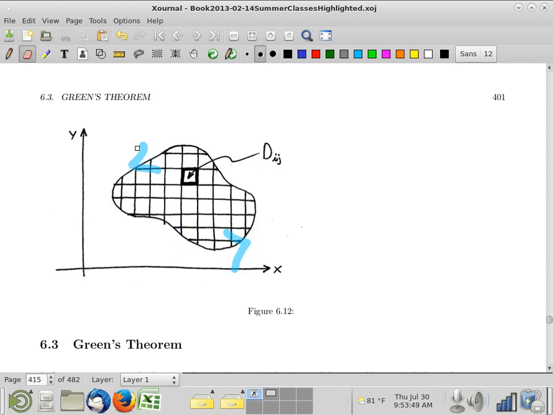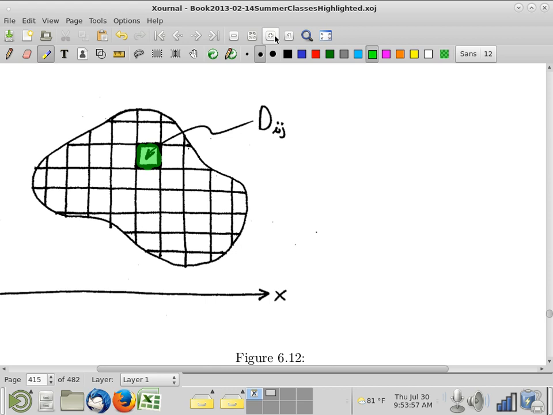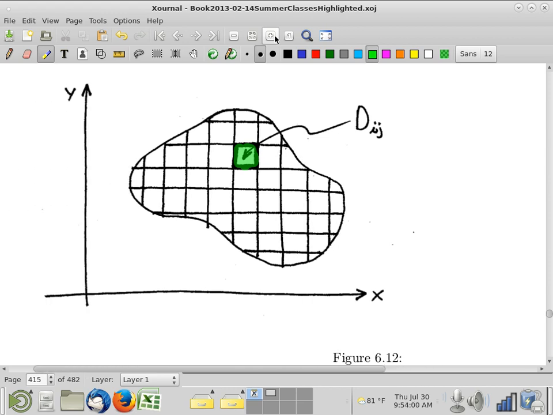If I look at these individual little pieces here, let me zoom in so I can see this better. There we go. If I look at one of these individual pieces, if I think about what its boundary looks like, well, its boundary consists of these little pieces of curve.